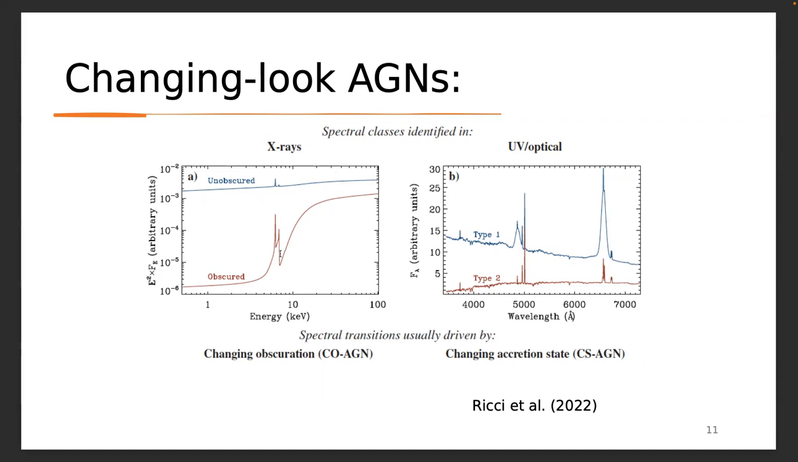Changing obscuration, as you can imagine from the name, means that there is a medium blocking our view, and its column density, which is mostly hydrogen, is getting higher or lower within a months or years time scale. For the changing accretion state, it means there is a change in the accretion rate. That means the luminosity gets higher because some event has happened. Maybe there is a tidal disruption event, which is basically a star or planet, whatever, trapped by the black hole and torn apart. This provides a huge amount of matter within a few years time scale.